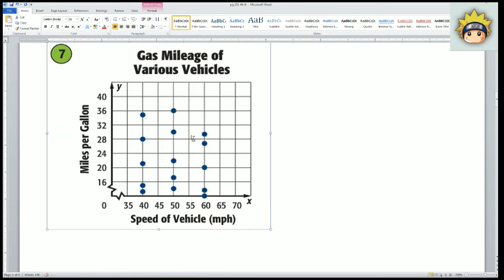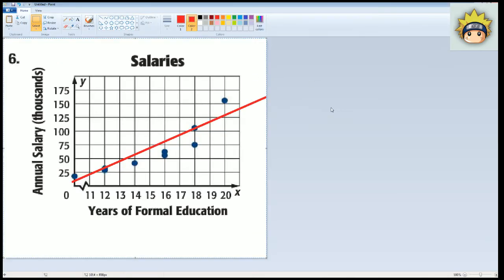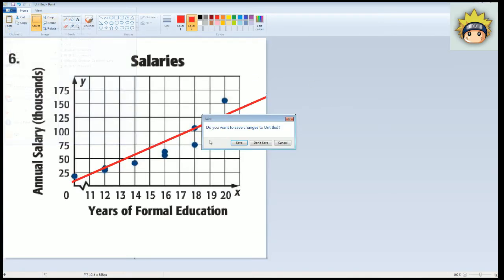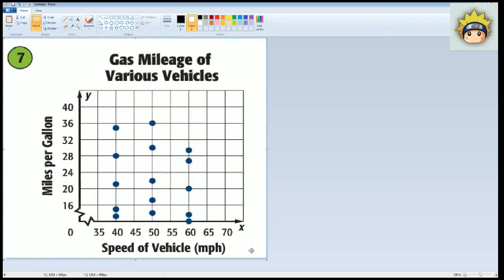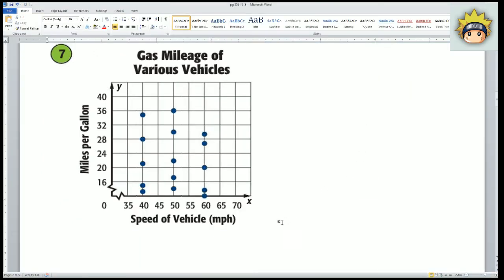Next, gas mileage of various vehicles. Let's do a new one. Make that a little bit bigger. Let me try to draw a line. Can I draw it like this? Nope, that wouldn't work. Like this? No. Like this? No.